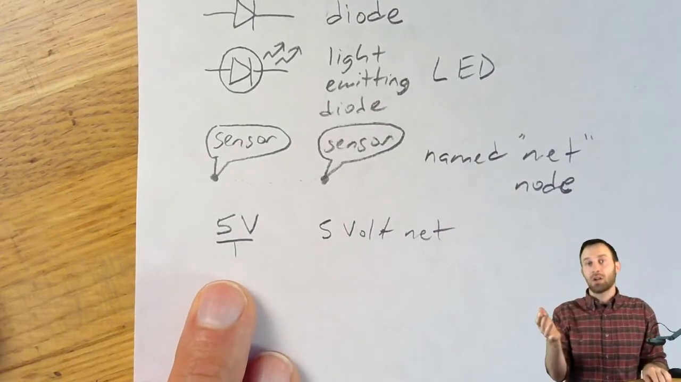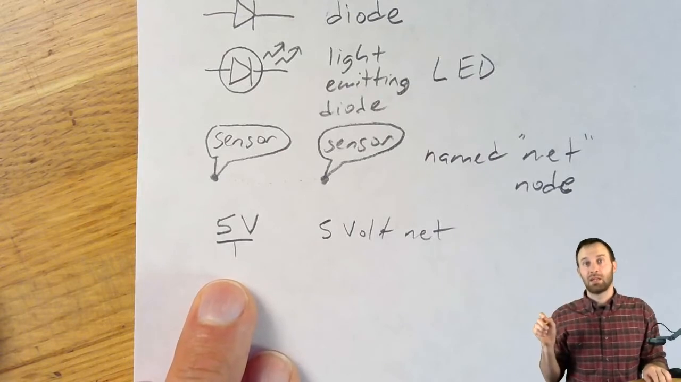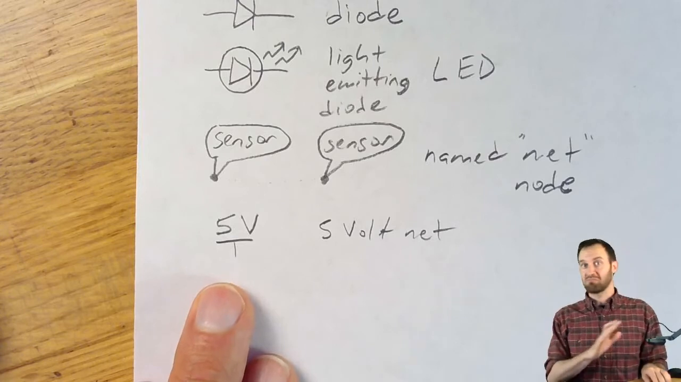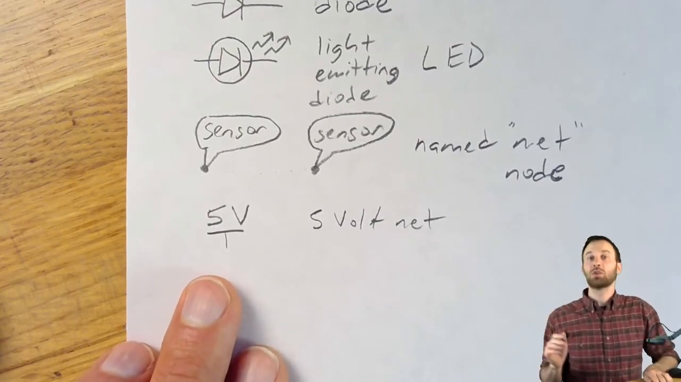Where have you seen it? Well, on the Arduino, one of the pins was labeled 5V. And that is essentially power as far as we're concerned. At least at the beginning, that is kind of equivalent to power. So we're going to be using that a lot.